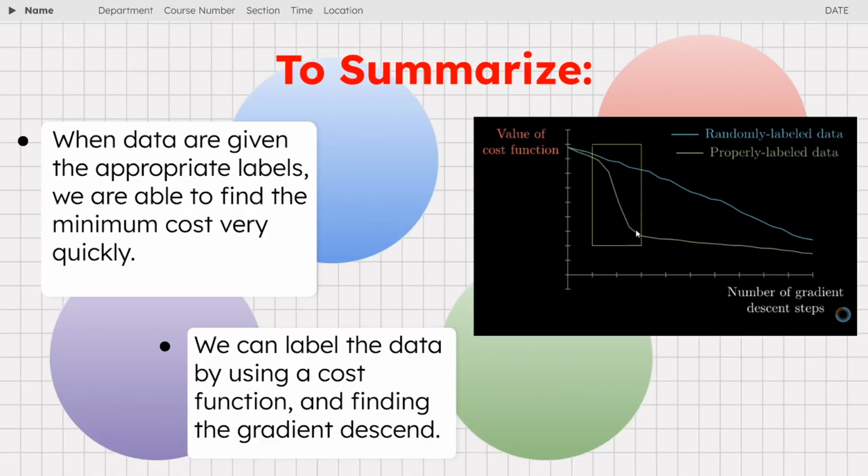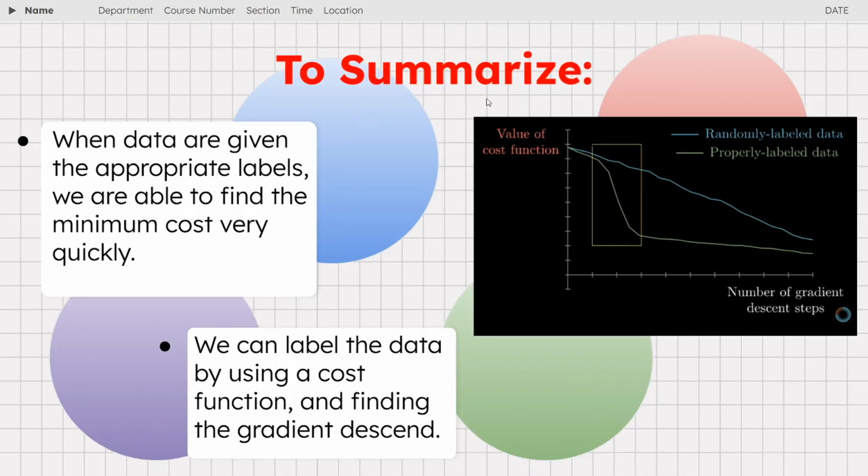And the reason for this is because when data are randomly labeled, the neural network doesn't know what to look for. So it just finds patterns and groups the data together based on that pattern. For example, if we find an image that resembles a tree, but it's not exactly a tree, it's gonna group it with the other trees.